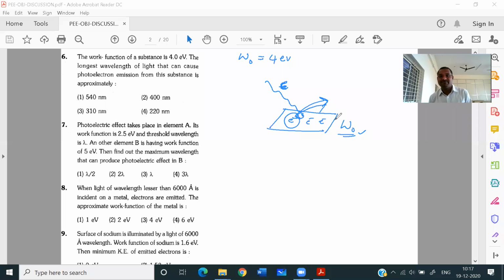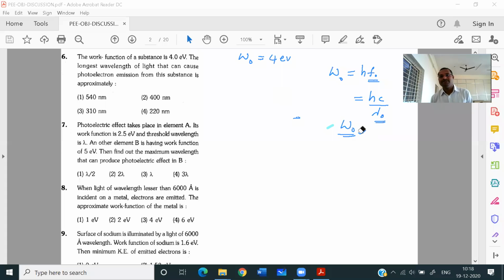Important point you need to remember. The work function formula is h into f naught, where f naught is the threshold frequency, or else it can be written as hc by lambda naught, where lambda naught is the threshold wavelength. Each and every point needs to be remembered, whatever I am discussing. Clear? Okay, so the work function value I have taken.